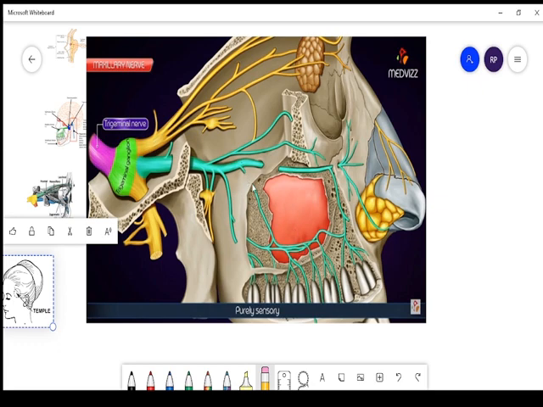Then this is the middle superior alveolar nerve. This runs downwards, forwards and along the lateral border of the maxillary sinus and joins the superior dental plexus and it supplies the premolar teeth.